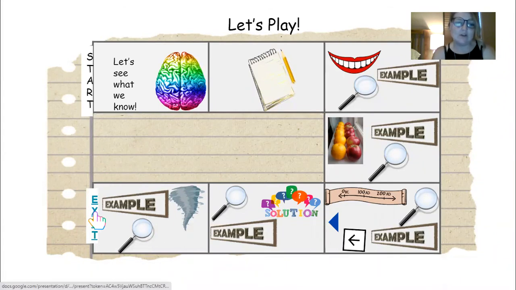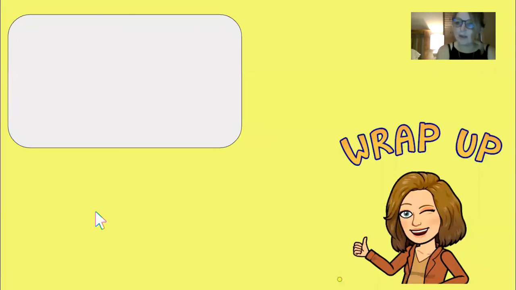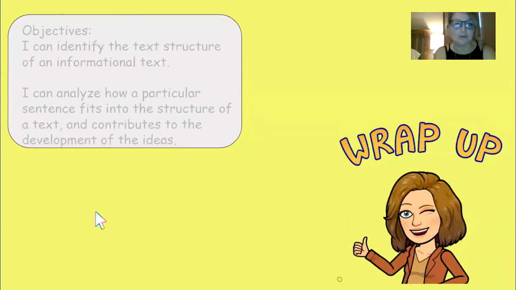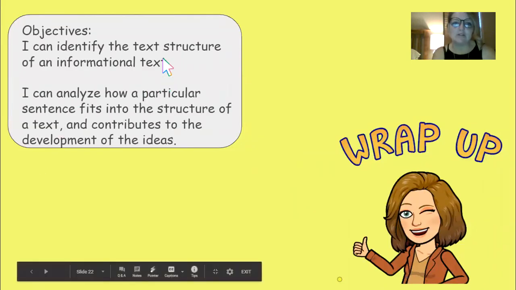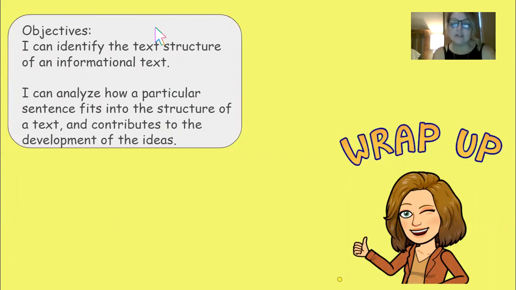So now we have our exit out of this game. This is our wrap up. I hope you guys enjoyed the little game board style lesson. It was a little bit touchy for me, but I think we made it through. So these are our objectives we were going to work on today to see if we met them. Let's see if we understand them a little better. The first one, I can identify the text structure of an informational text. So we can, right? We know the 5 main ones. We have our problem solution, cause and effect, compare contrast, description.